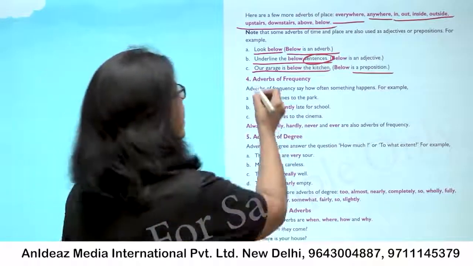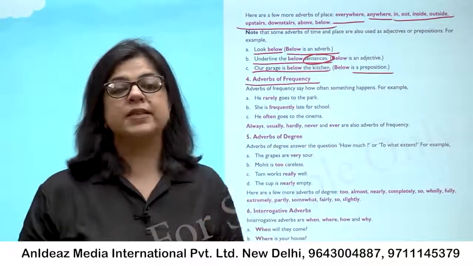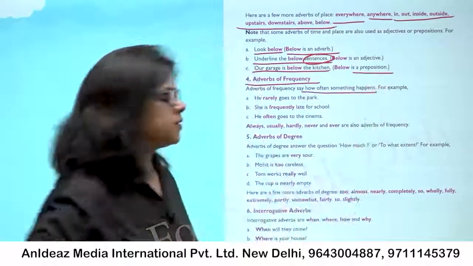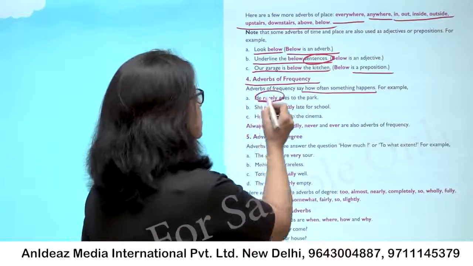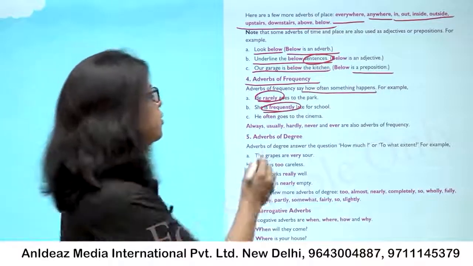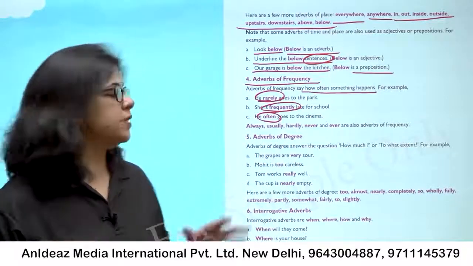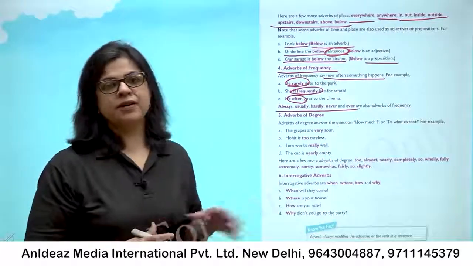The next is adverb of frequency. Adverb of frequency tells us how often something happens. Like, he rarely goes to the park. She is frequently late for school. He often goes to the cinema. What are the other examples? Always, usually, hardly, never, ever.